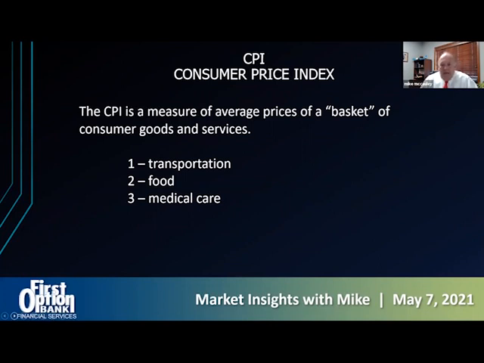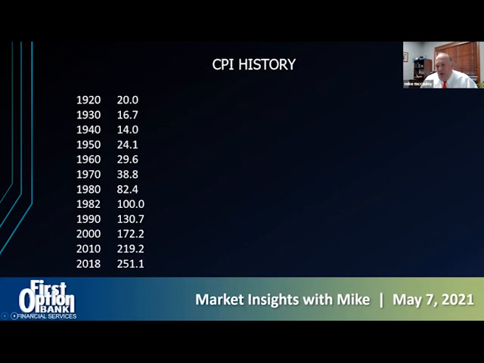And you've got transportation and food. So CPI is a measure of prices of a basket of consumer goods and services. So what we're going to do next is talk about CPI history. You go back to where it says 1982, where it was established at 100, or basically par. And then you can see inflation basically means up or down. So you can see in 2018, it went from 182 up to 251.1.